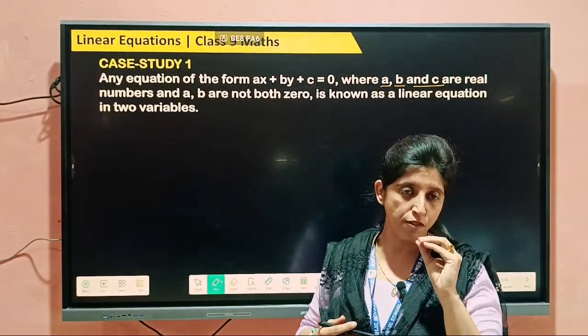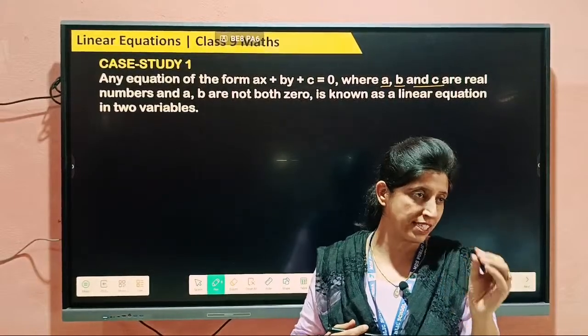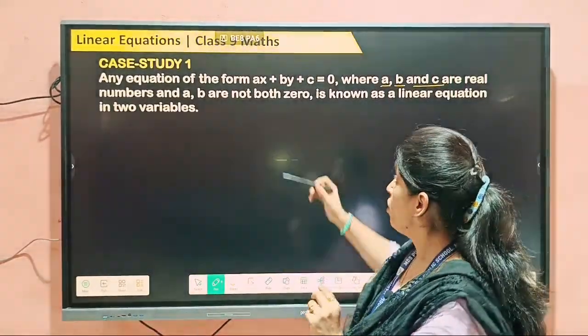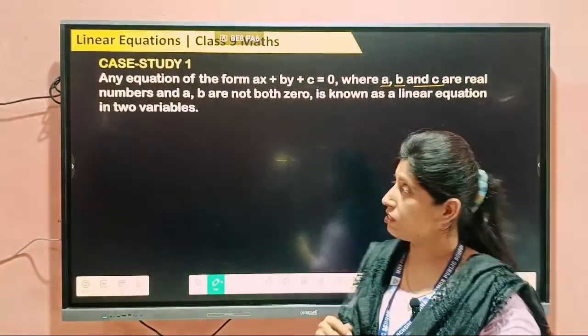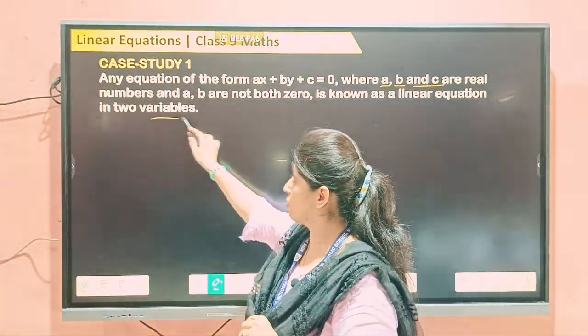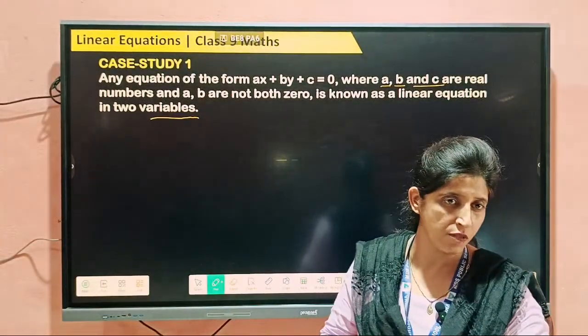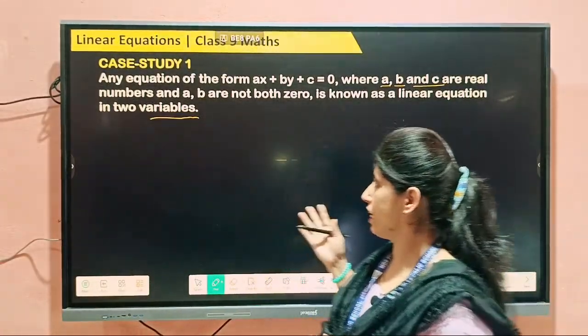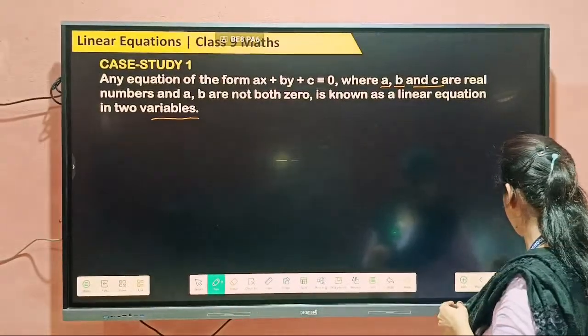Because our standard form is ax plus by, x and y should be there. So a and b should be non-zero here, and this is known as the linear equation in two variables. This is also the definition of the linear equation, right? So this will be the case study of this, and now we will discuss the questions.